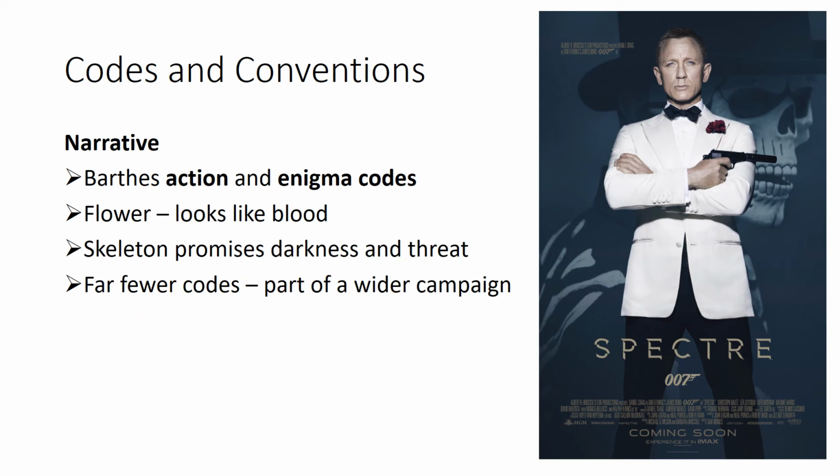In terms of narrative, the flower on the lapel, which looks like blood, is very much an enigma code, a suggestion of injury to Bond. The skeleton promises darkness and threat, but overall there are far fewer codes because this poster is part of a much wider and more progressive marketing campaign.